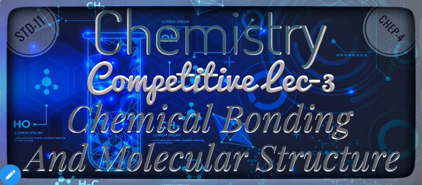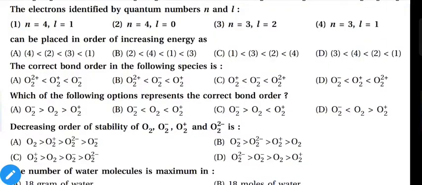In the previous lecture we discussed some examples which you may find difficult. Now let's talk about some more questions. As the first question suggests, electrons are identified by quantum numbers n and l, and we have to arrange them in increasing order of their energy. The same type of question was discussed earlier.